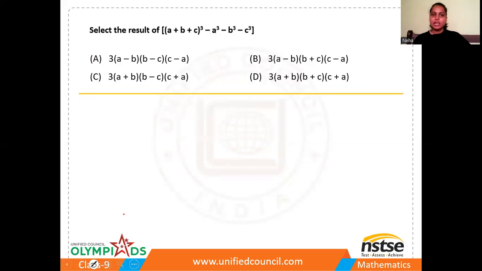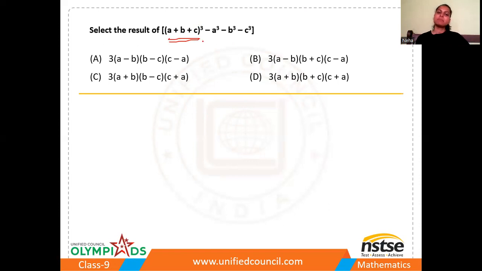All right. Let's move to the next question. So here is the next question, my dear students, on the screen. Select the result of a plus b plus c whole cube minus a cube minus b cube minus c cube. So this question, I think this is quite simple, right? Because here it is given a plus b plus c whole cube.